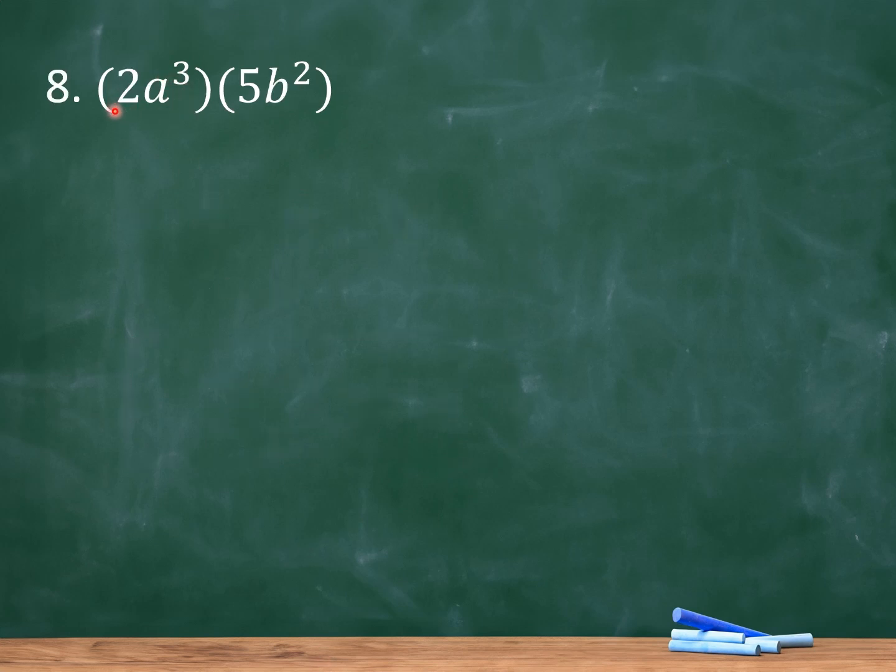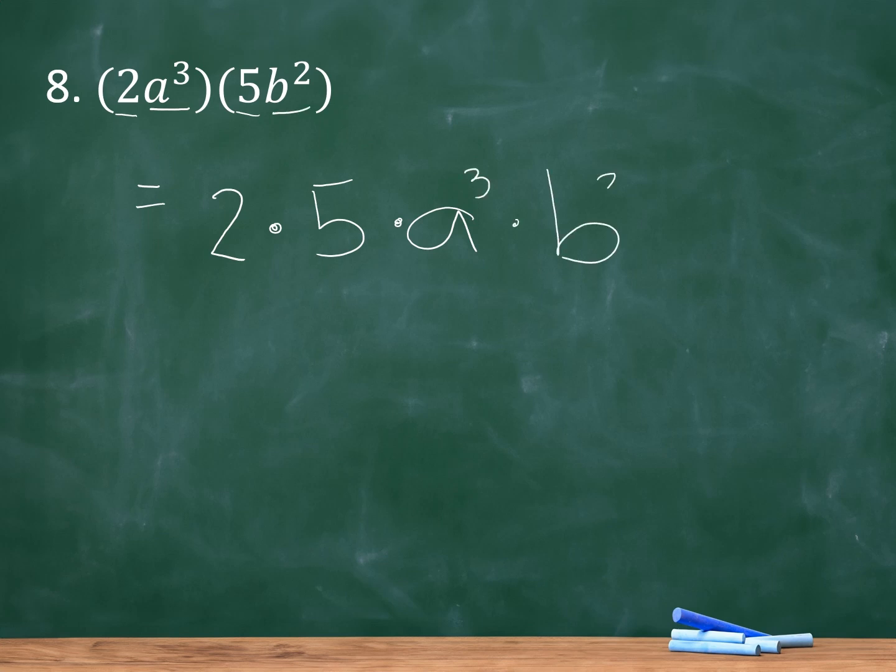Example number 8, 2a cubed times 5b squared. So let's multiply first our numerical coefficients, 2 times 5, and then let's multiply our variables, a cubed times b squared. Let's multiply 2 times 5, that's 10.